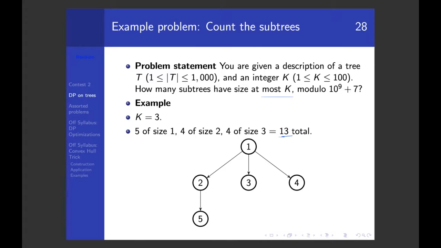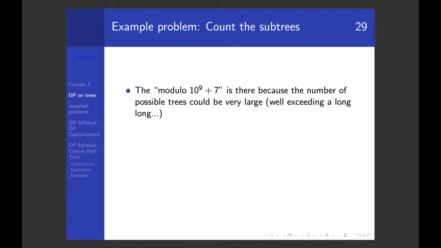Any questions or confusion about what the problem's asking? If it makes sense, I'll go on to describing how we solve it. But obviously, if you don't understand the problem, you won't understand the solution. Okay. So yeah, a quick note, which I said before, the modulo 10 to the 9 plus 7 is there because the number of possible subtrees here could be very large, well exceeding a long. You can get to the power of very large, to the power of 1,000 or more probably.